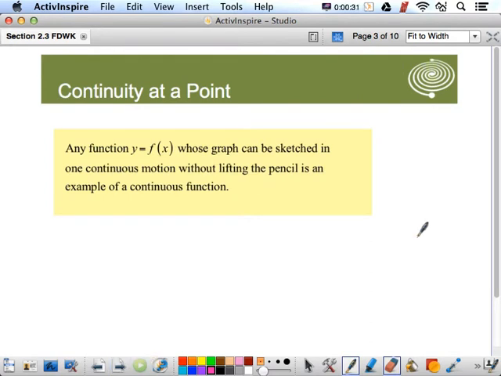Let's define what we mean by continuity. Any function y equals f of x whose graph can be sketched in one continuous motion without ever lifting the pencil is an example of a continuous function. So that's all continuity means, is that you can trace a graph from left to right and complete the graph without ever picking up your pencil.